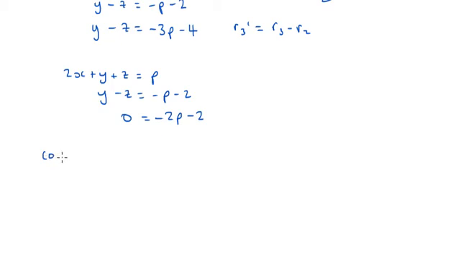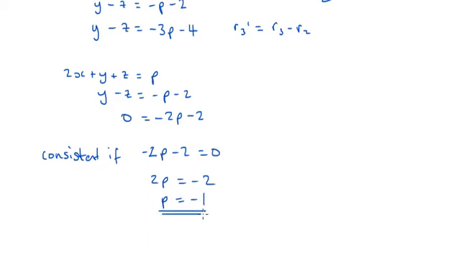So it will be consistent. The equations will be consistent if minus 2p take 2 is equal to 0. So that's going to be when 2p is equal to negative 2. So in other words, when p is equal to negative 1. That's the value of p that we're looking for.